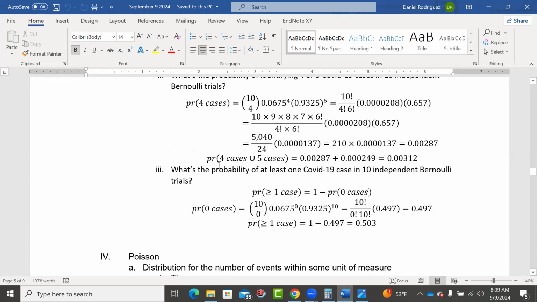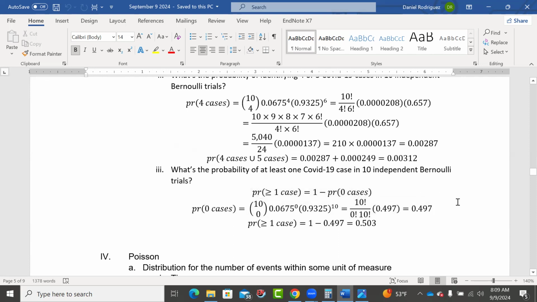So the probability of 4 cases or 5 cases, and I'd mentioned before that the union symbol means or, and it also means addition, so we can add those 2 together and we get 0.00312. So that's the probability of getting 4 or 5 cases. This is interesting. I want you to really pay attention here.